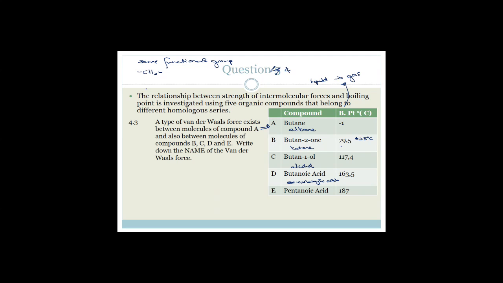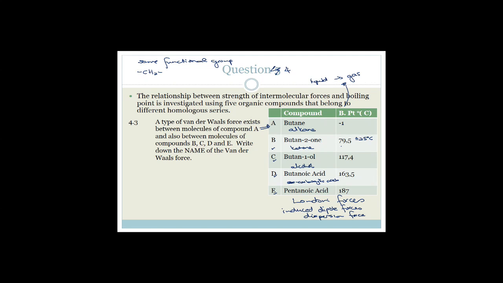Okay, let's move on. Now it says, a type of van der Waals force exists between the molecules of compound A and also between molecules of compounds B, C, D, and E. It says write down the name of that van der Waals force, and all you need to know is that it's London forces. Your London forces are very temporary forces. You can also call them induced dipole forces, or you can say that they are dispersion forces. Any one of those names is correct, but the correct one we're aiming for is the London forces.